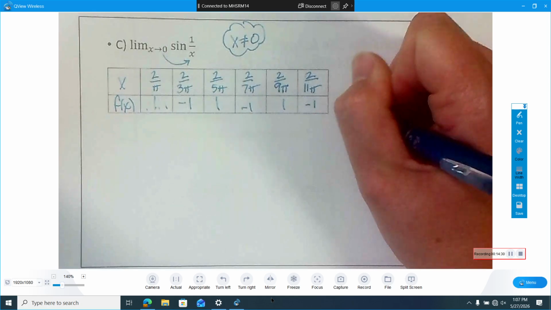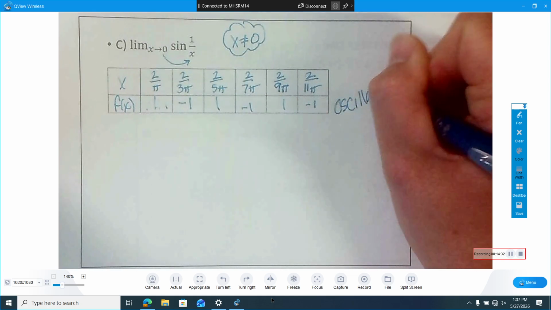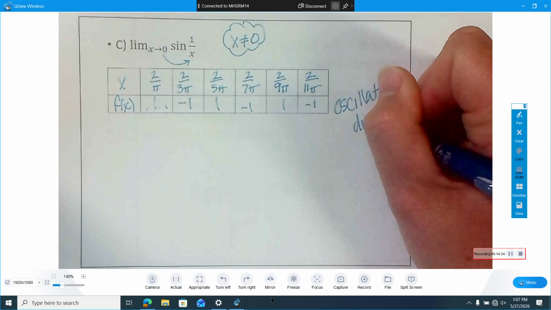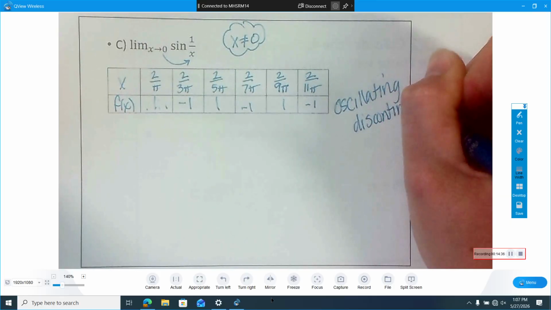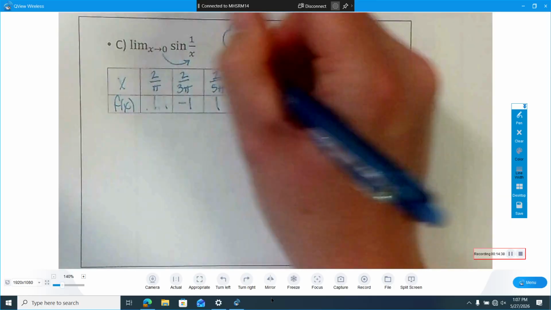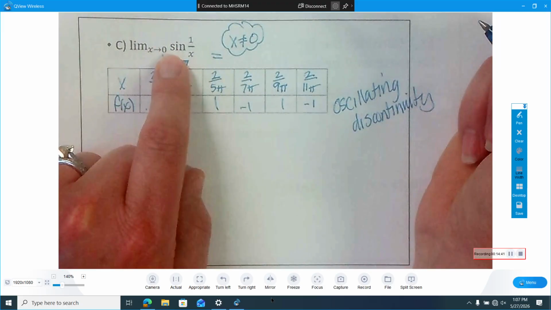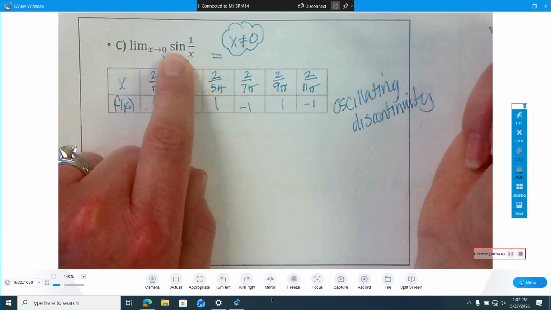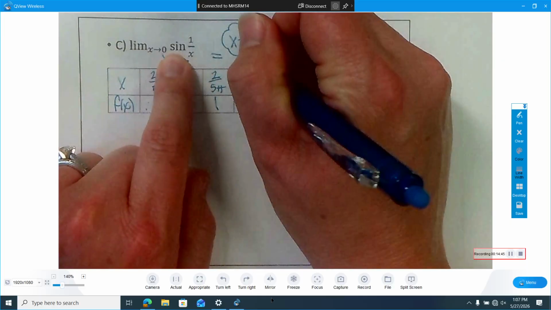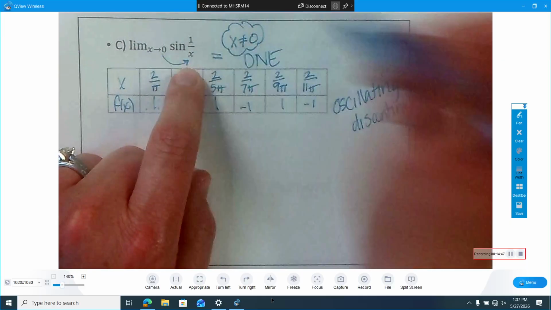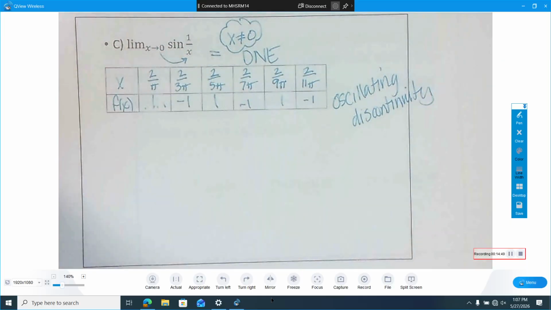Oscillating. This is an oscillating discontinuity. All right. So does the limit as we approach sine of 1 over x as we approach from 0 exist? No, it does not exist. This is an oscillating discontinuity. So the limit does not exist.